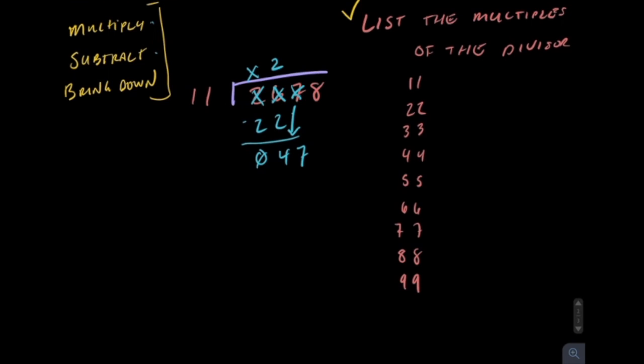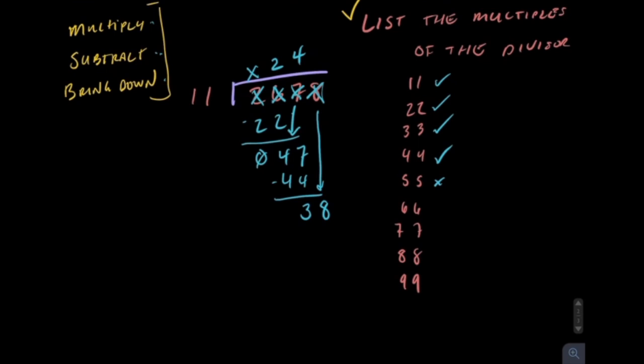So now we're asking what multiple of 11 is less than or equal to 47. Well, the first one works. The second multiple works. The third multiple works. The fourth one works, but the fifth one does not. So the fourth multiple, or 4 multiplied by 11, is 44. I subtracted, I'm left with 3 here. I've subtracted. Now I got to bring down. Bring down the 8. I'm done with that.